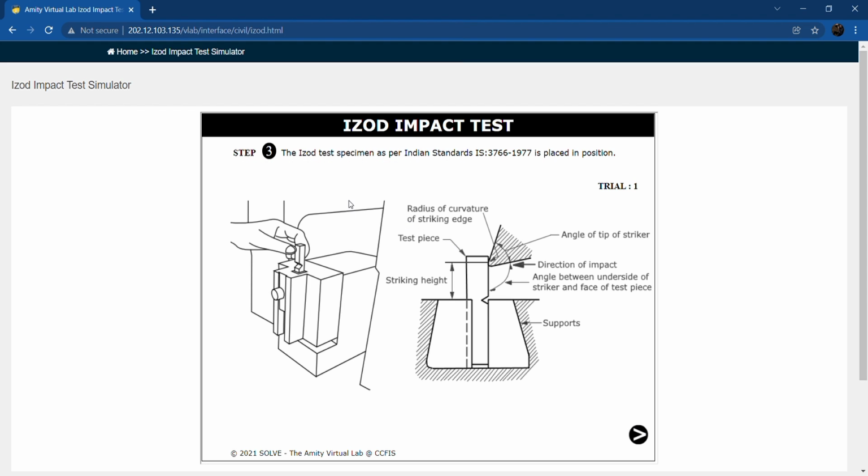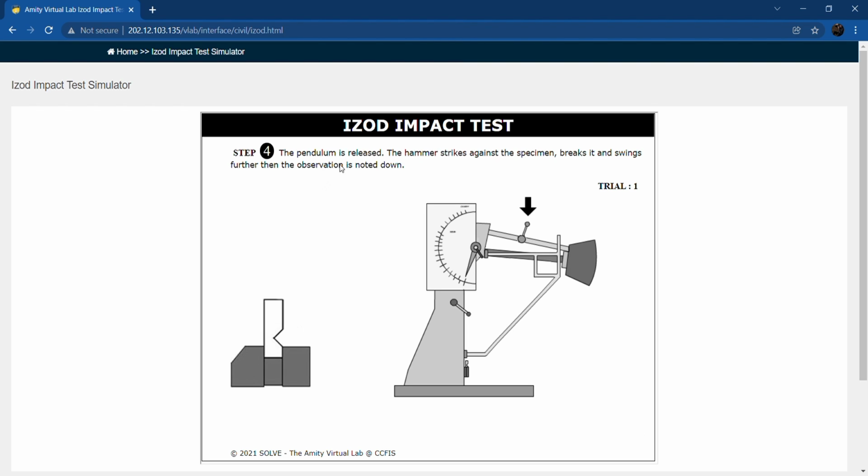And then step 3, the Izod test specimen as per Indian standard IS 3766-1977 is placed into position like this. This is the test piece, which is the cast iron, and this is the striking height. Between the cast iron is the support, and then looking at this angle is the tip of the striker. The direction of impact and angle between the underside of the striker are facing the test piece. And then the radius of curvature of the striking edge.